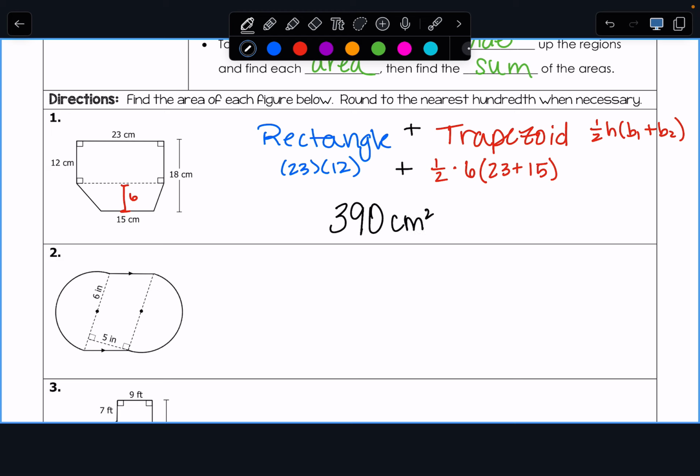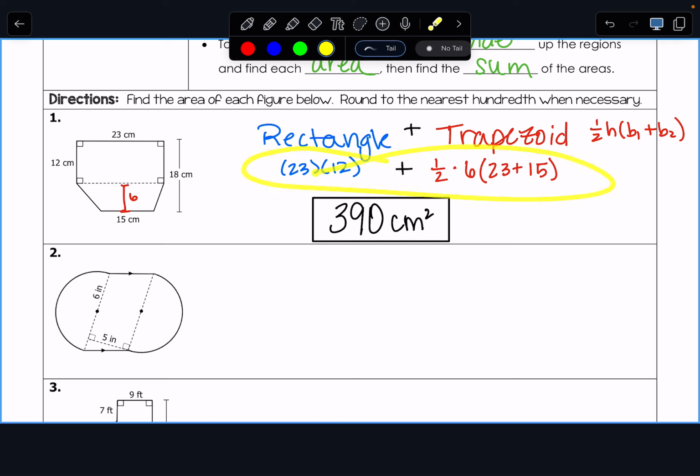Okay. Now, here's the deal. If I'm grading your quiz on Monday, and I only see 390, you're not going to get full credit. Okay? Number 1, I need the label. But number 2, I need to see how the heck you got 390. So I need to see, at the very least, what you're typing into your calculator. This right here in yellow, I need to see so I can understand where 390 came from.